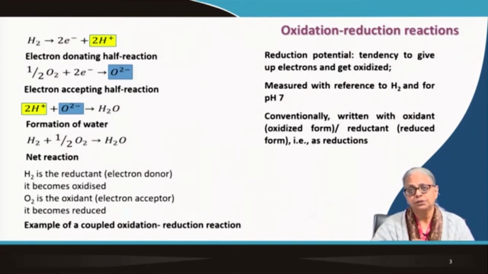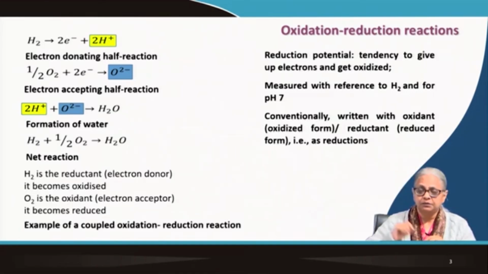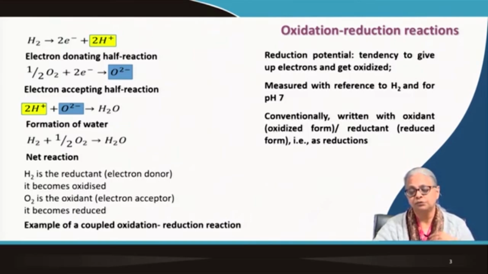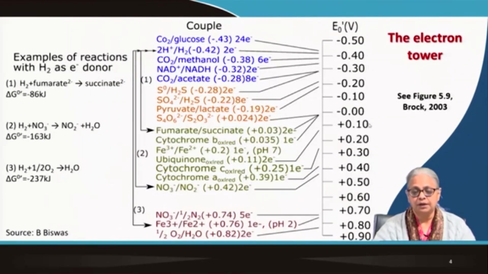Having understood the importance of oxidation reduction reactions, we also need to understand how we generally write them. So conventionally, we write the oxidant or the oxidized form on the left and the reductant or the reduced form on the right. So these are examples of that. So here you have carbon dioxide and glucose. Carbon dioxide is converted to glucose in the photosynthesis process, and glucose is converted to CO2 in the aerobic respiration process. So no matter which reaction is happening, this is the way we write it.